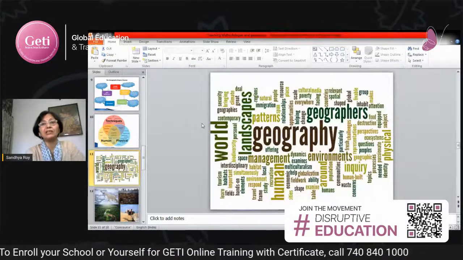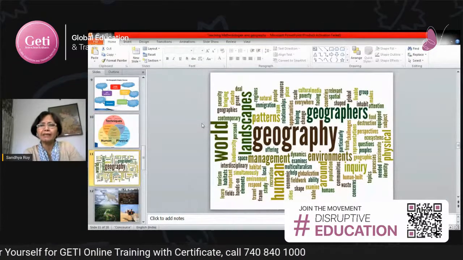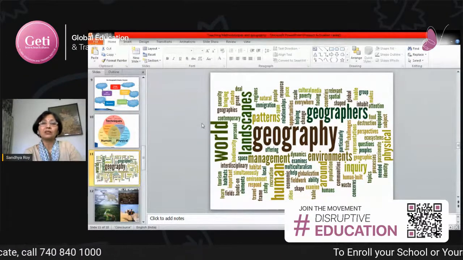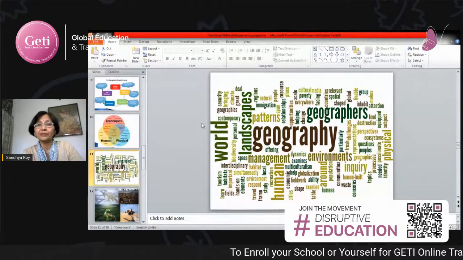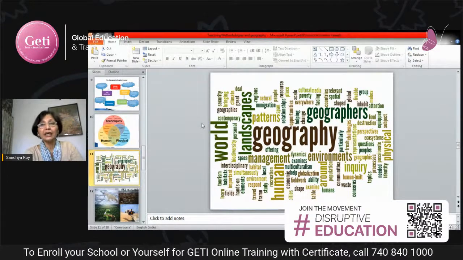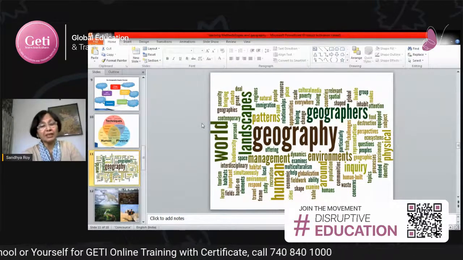So what we say, what is geography? Geography is each and everything which is there in our environment. What are the clothes we are wearing? What is the type of climate we are having? What is the weather today? What are the type of plants we are having? How the remote sensing should be there.